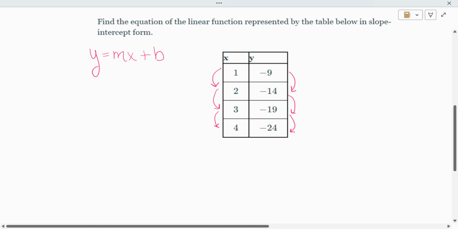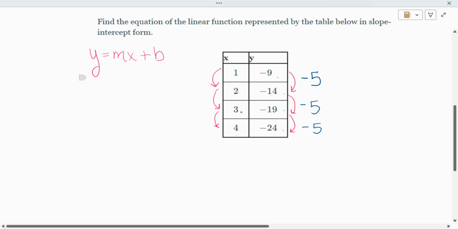Ariana, what's happening to y? Am I adding something or taking something away? Are the numbers getting bigger or are they getting smaller? They're negative, so they're getting smaller, right? So I'm subtracting something. What am I subtracting? What is the difference between 14 and 9? I'm subtracting 5 each time.